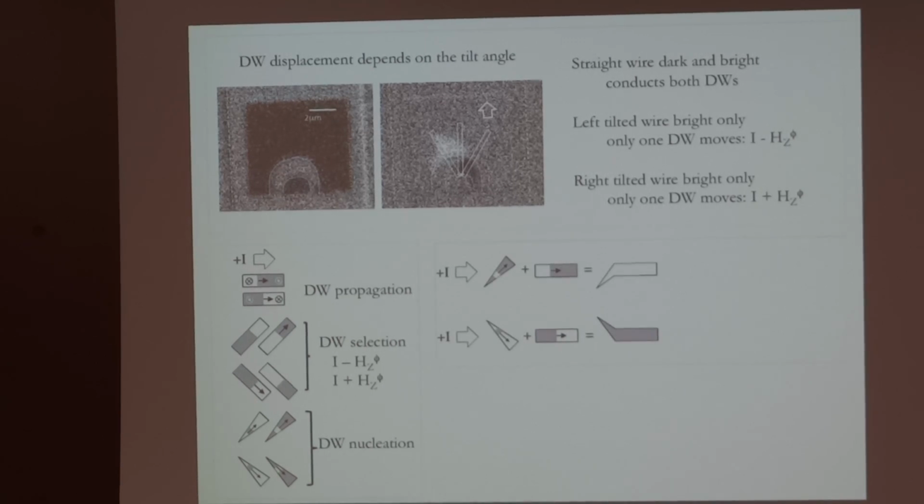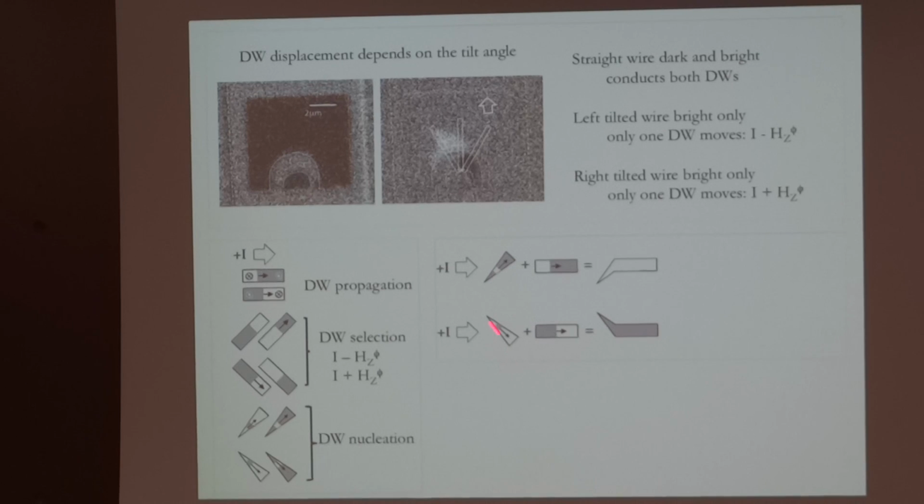So now if you want to switch, for example, from dark to white, you put together two wires, a triangular one and a straight one, and the nucleation here will be able to propagate in a straight wire. If you want to switch in the other direction, you put together a differently tilted wire with a straight wire, and you get your switching direction.